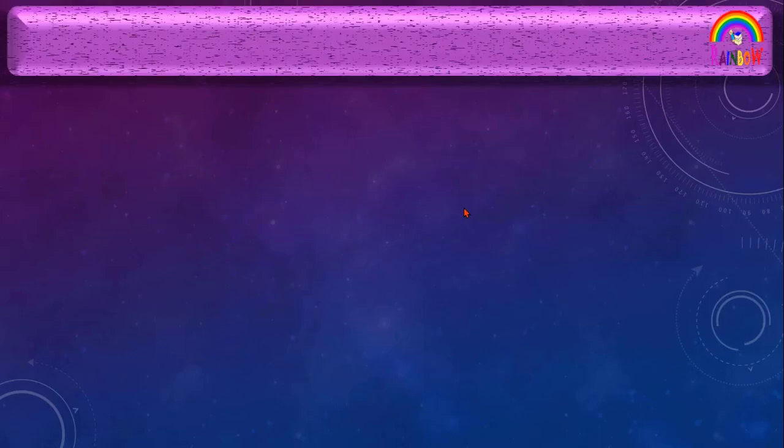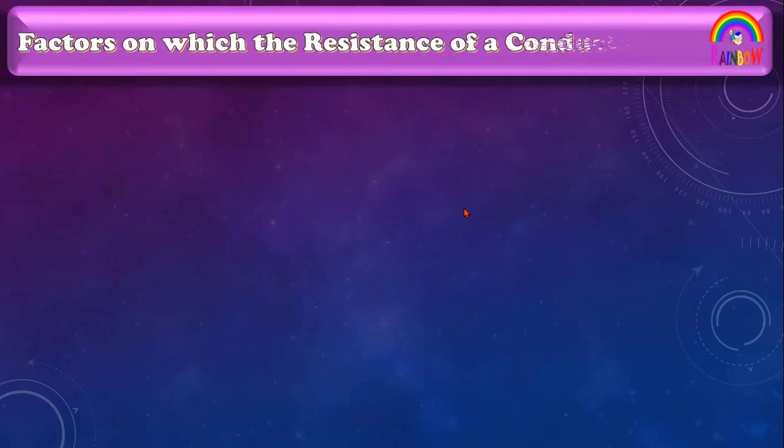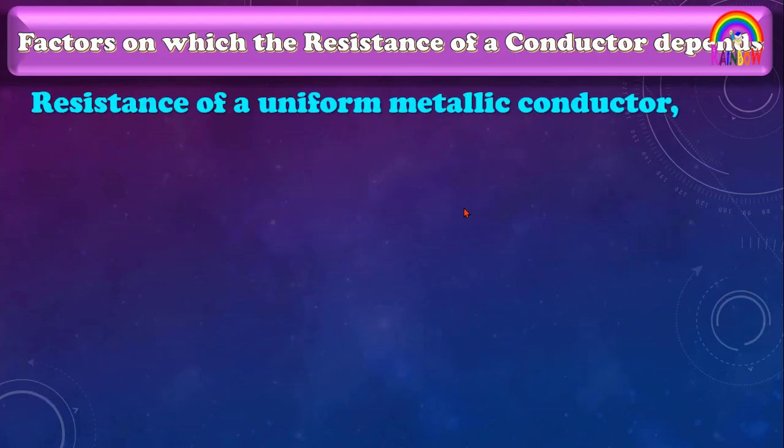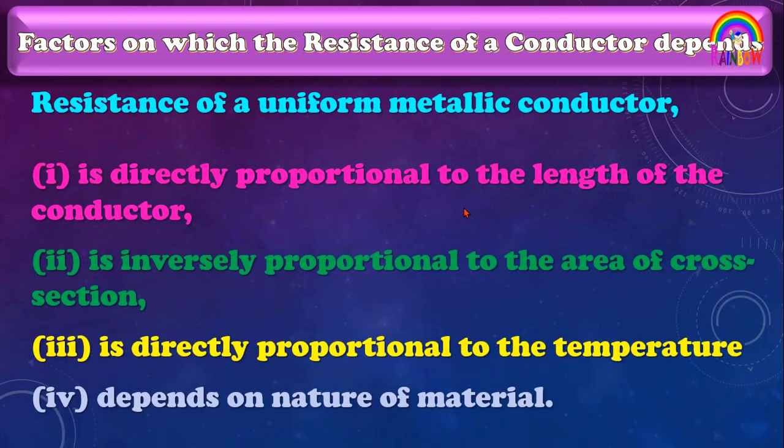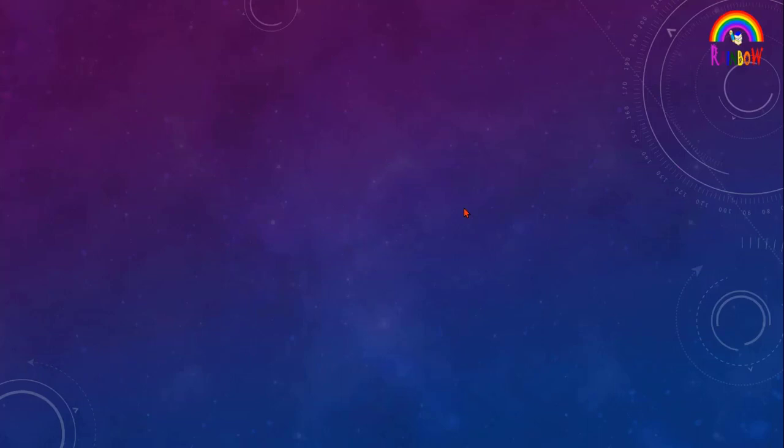Students, in the last class we discussed the factors on which the resistance of a conductor depends. Can you recall those 4 factors? Yes, the resistance of a conductor depends on the length, the area of cross section, temperature and nature of the material. That's right. Come, let's start today's class with an activity.